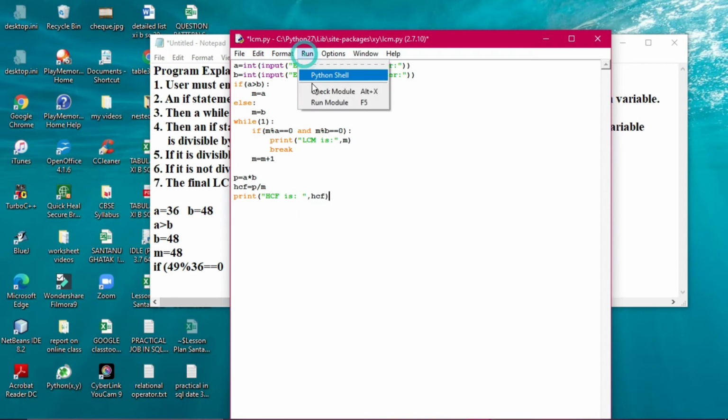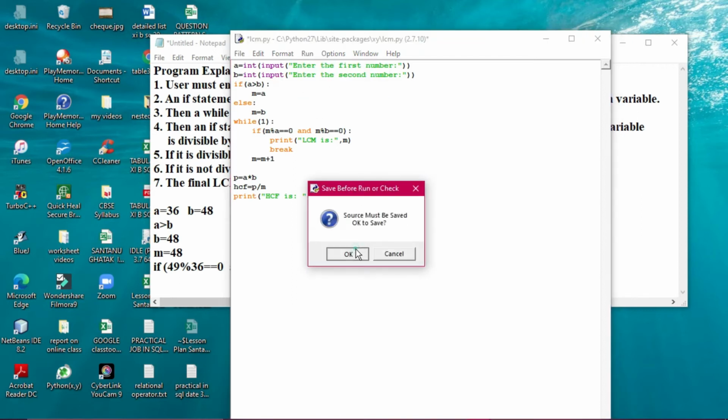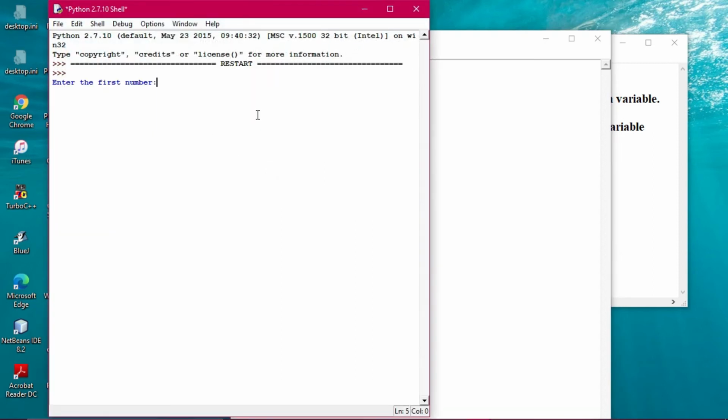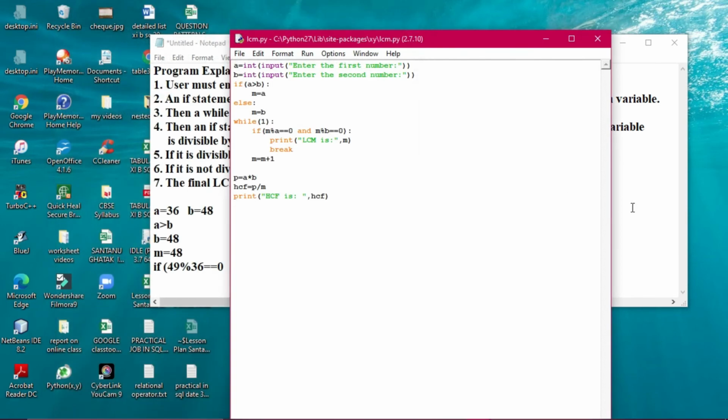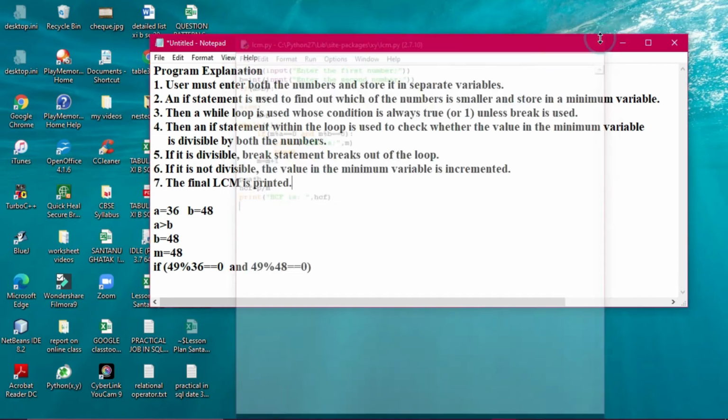Now when you execute this program, I have taken 36 and 48 once again. It prints 12, which is correct, because 12 is the highest common factor that can divide both 36 and 48. So in this way you can also print the HCF from the same program. Now we will go to another program, the HCF program. Let's go to that.